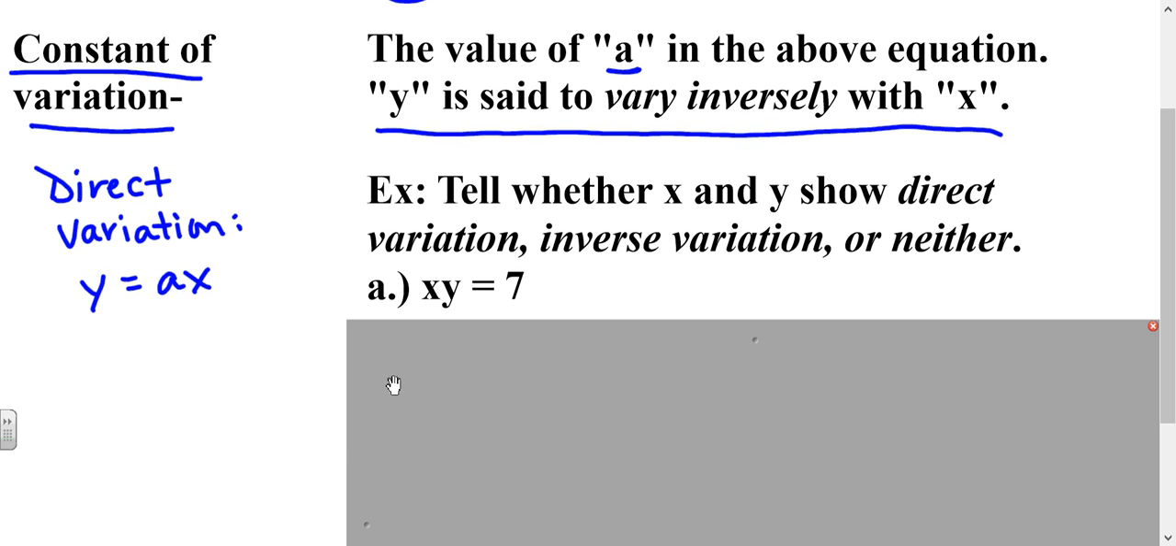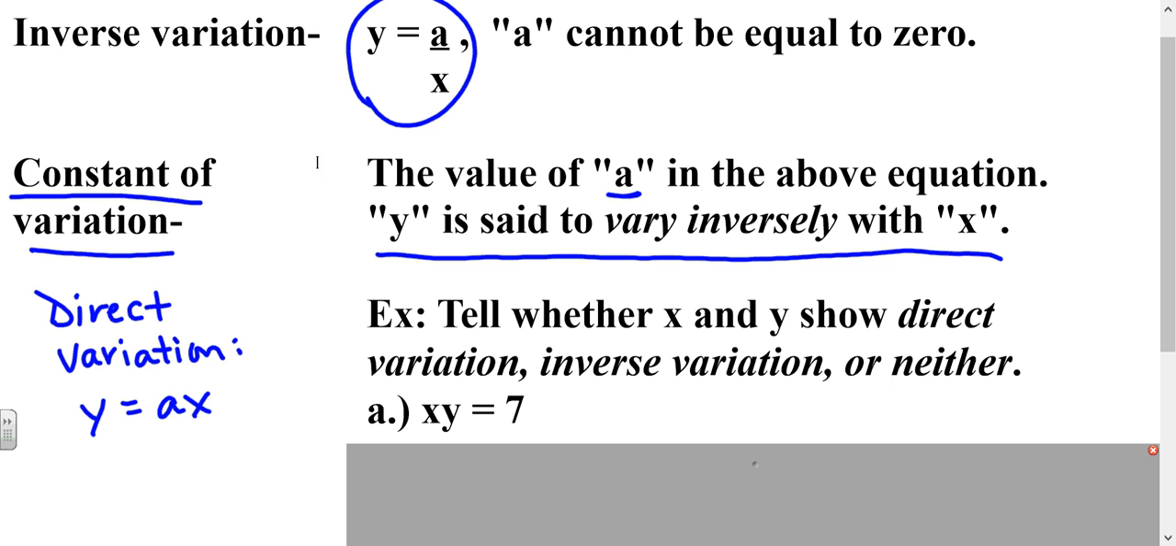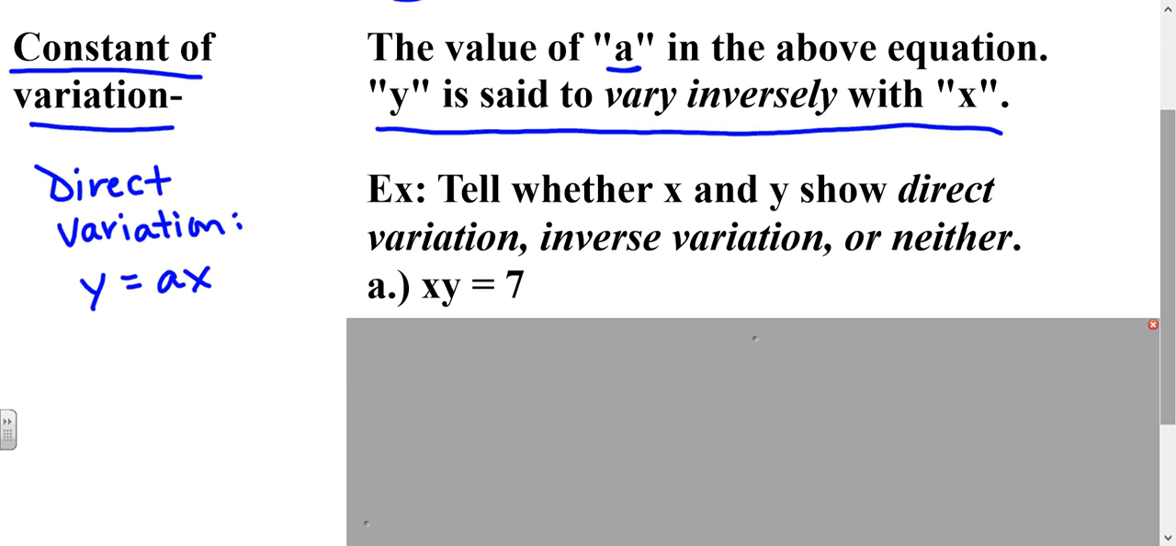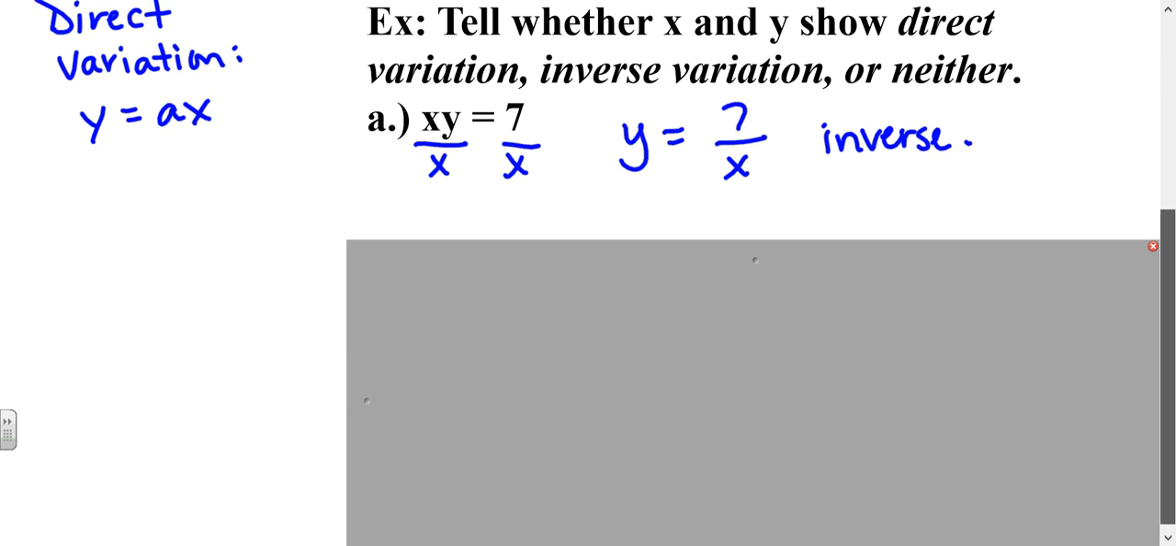If we look at this example, x times y equals 7. In both of these equations for inverse variation and direct variation, y is by itself. So we have to get y by itself before we can tell. We're going to divide by x to get y by itself. So we get y equals 7 divided by x. Since we have a number divided by x, this would be inverse variation. So it's pretty easy to tell.